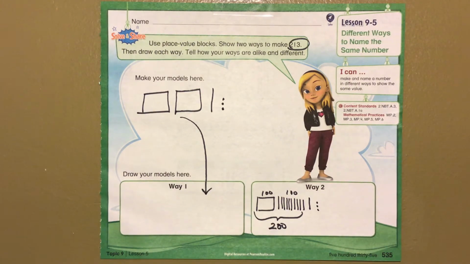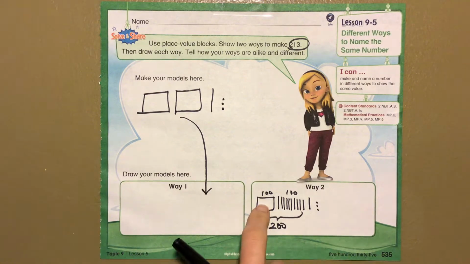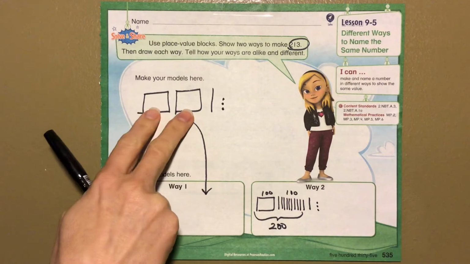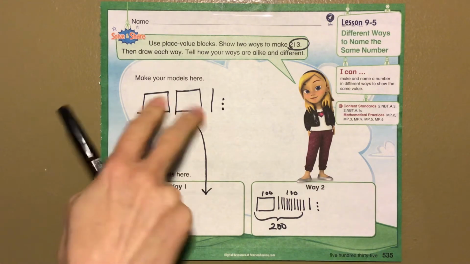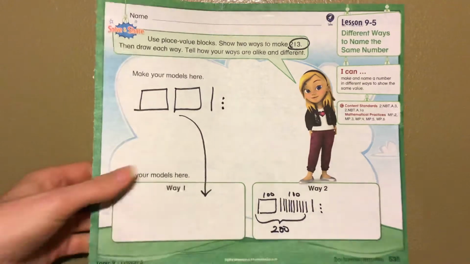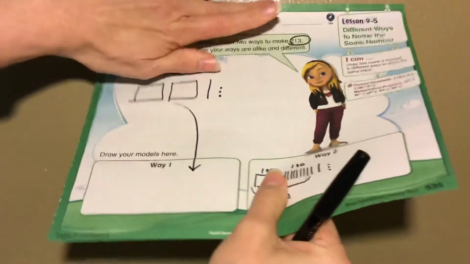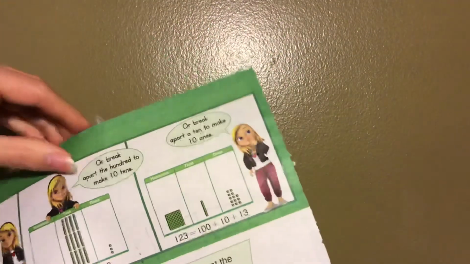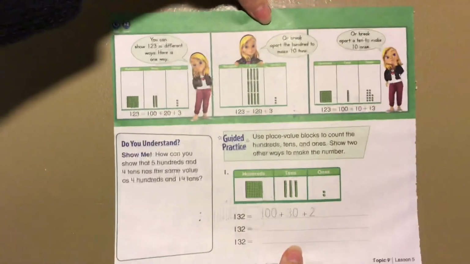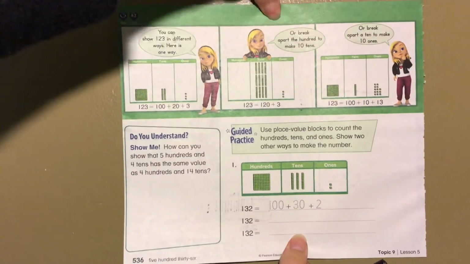We can break apart that group of 100 into 10 sticks. So right here I have my 2 bundles of 100, or I can break it apart. So let's go ahead and go on to the back page here. Flip it over. Take a look at our comment strip on the back.